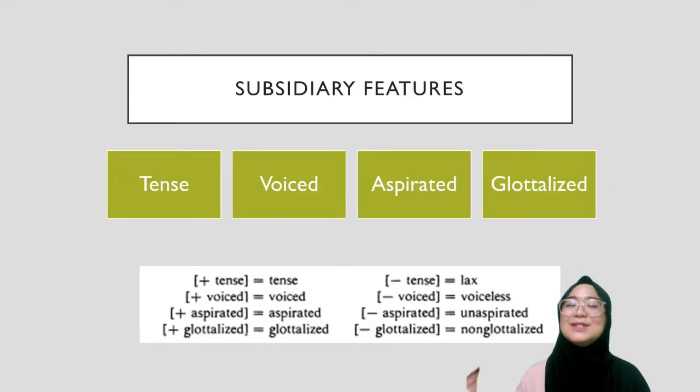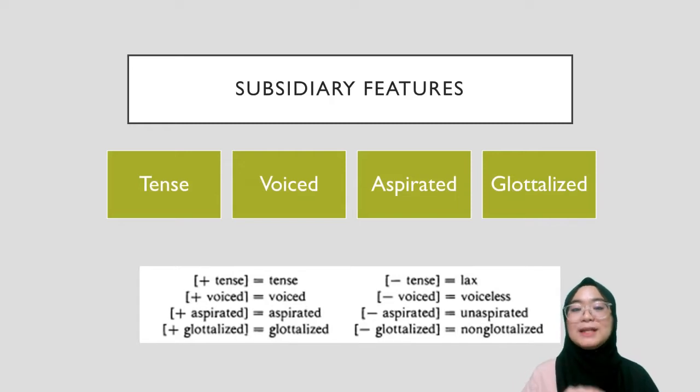Next, we will talk about subsidiary features. They are related to tense, voice, aspirated, and glottalized. So, plus tense means tense. Minus tense is lax. Plus voice is voiced. Minus voice means voiceless. Plus aspirated is aspirated. Minus aspirated is unaspirated. And plus glottalized is glottalized, of course. And minus glottalized is also known as non-glottalized.